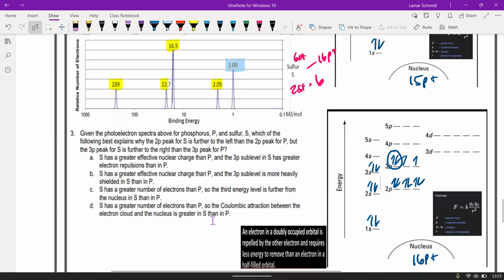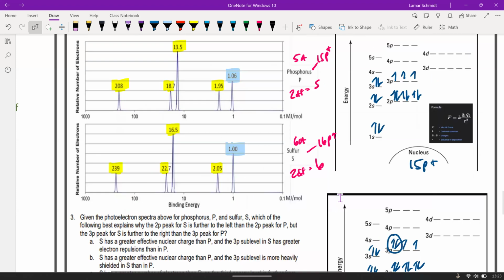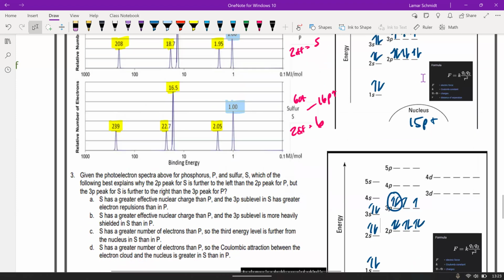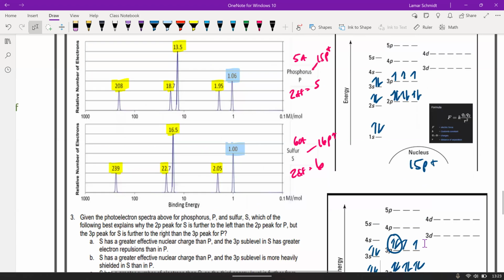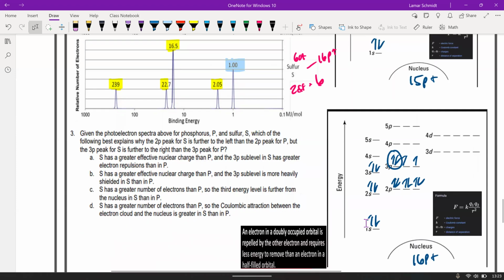All right, and the 3p sublevel is more heavily shielded. Did we talk about shielding yet? No, we haven't. We're going to, but it has nothing to do with shielding. S has a greater number of electrons than phosphorus, so the third energy level is further from the nucleus. Does the number of electrons keep us further away from the nucleus? 3p and 3p. Does the number of electrons change the distance? No. So that wouldn't even make sense, right? And then S has a greater number of electrons than P.